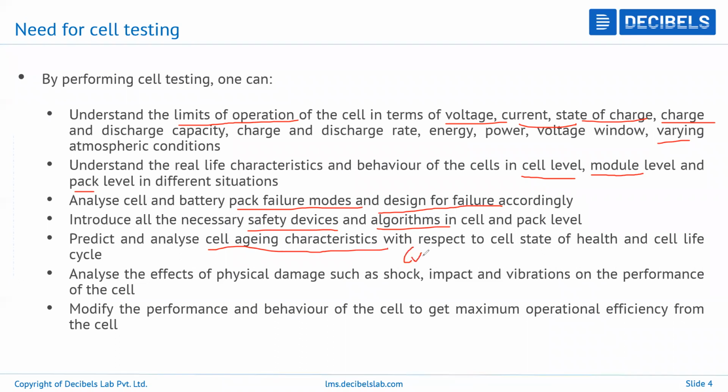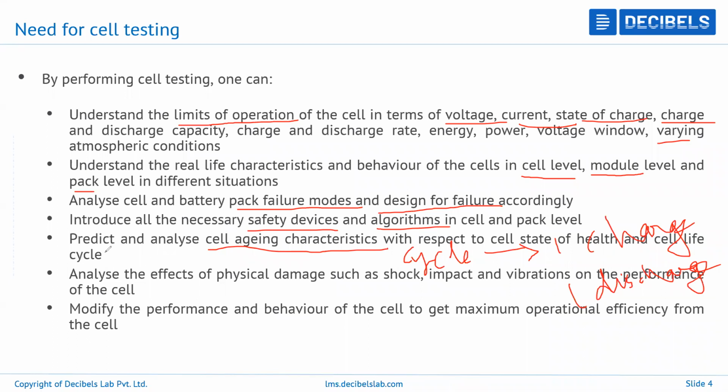So a cycle life, or one cycle, is basically one charge and one discharge. Okay, so that is basically your one cycle. And if you were to run your cell or your battery pack through multiple cycles, then how exactly will that affect the aging characteristics? How will that affect the health, its performance, its voltage, all of its operating parameters as such?